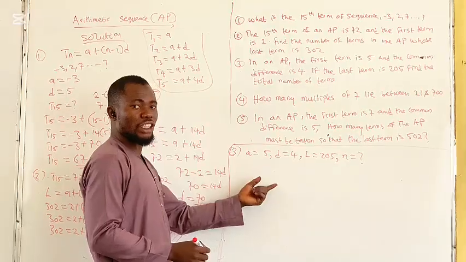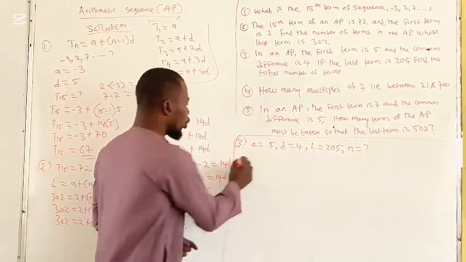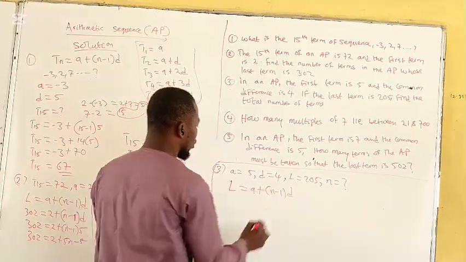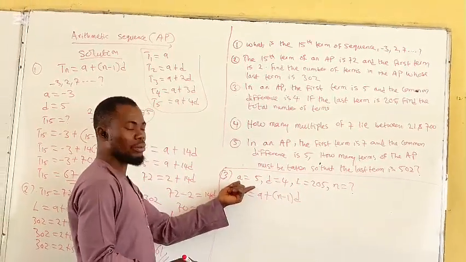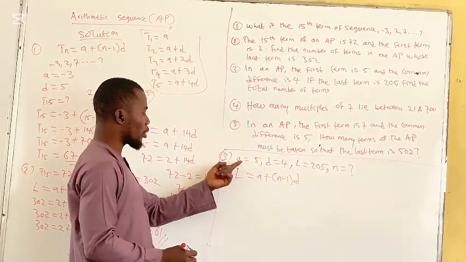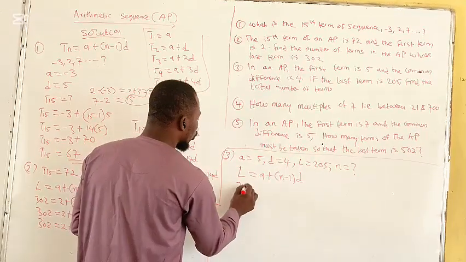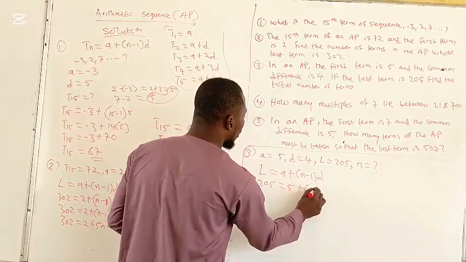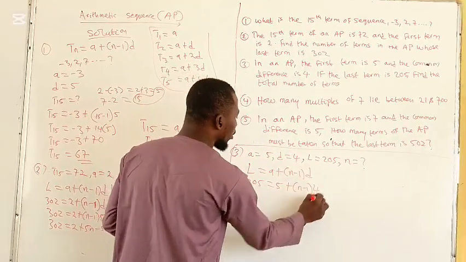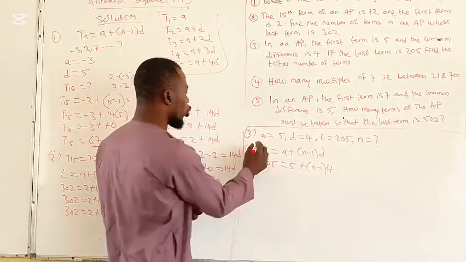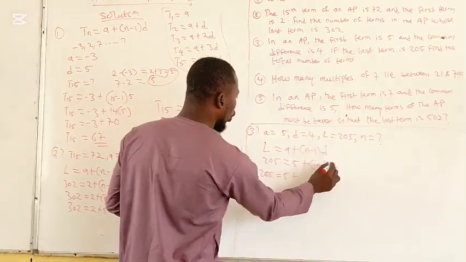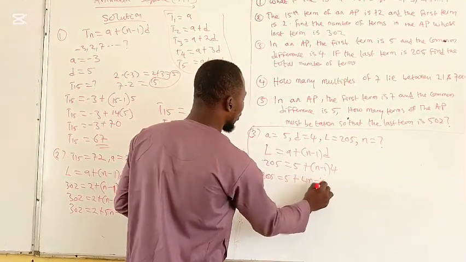It's straightforward and very simple. Use the formula for the last term, which is l equals a plus n minus 1 d. All the data needed has been provided in the question. So our last term, 205, equals our first term, which is 5, plus n minus 1, and the common difference is 4. Open this bracket, and you'll have 205 equals 5 plus 4n minus 4.